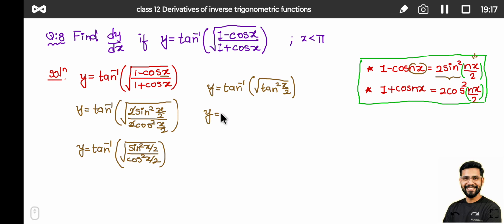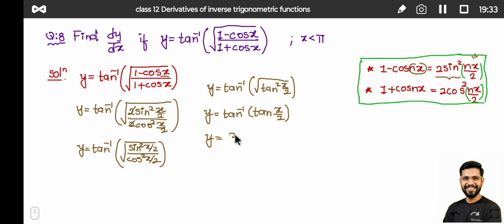So y is equal to tan inverse. Now square root of tan square, which is nothing but tan x by 2. So tan inverse and tan we can cancel out. So y is equal to, it will remain x upon 2. Okay. Now we can do the derivative on both the sides with respect to x. So derivative of y, which is dy by dx. Then derivative of x, which is 1 upon constant 2 as it is. So our answer is 1 upon 2.